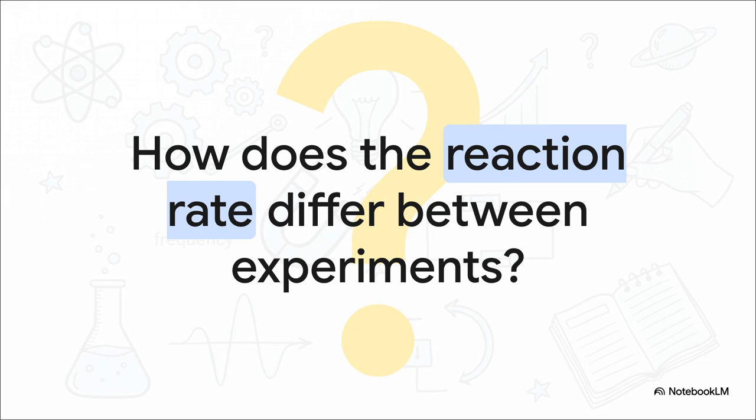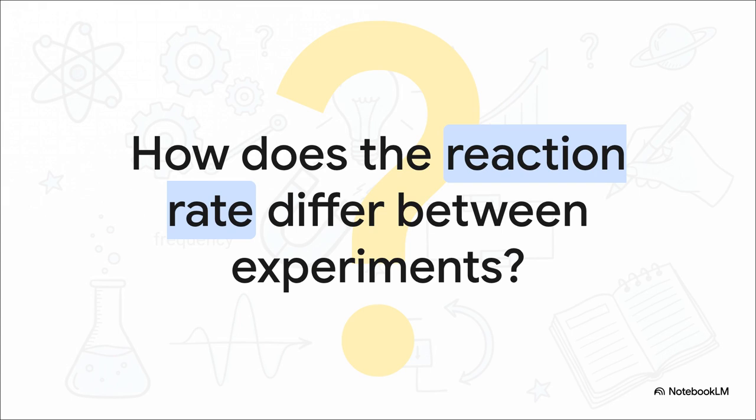Let's do another pause and predict. Based strictly on collision theory, how does the average reaction rate in Experiment 1 differ from Experiment 2? Hit pause and think about it. Ready? So because Experiment 2 has a higher acid concentration, you've got way more reacting particles crammed into the same unit volume. That means a higher frequency of effective collisions per unit time, making the reaction much faster. Make sure you use those magic examiner phrases: more particles per unit volume and more effective collisions per unit time.